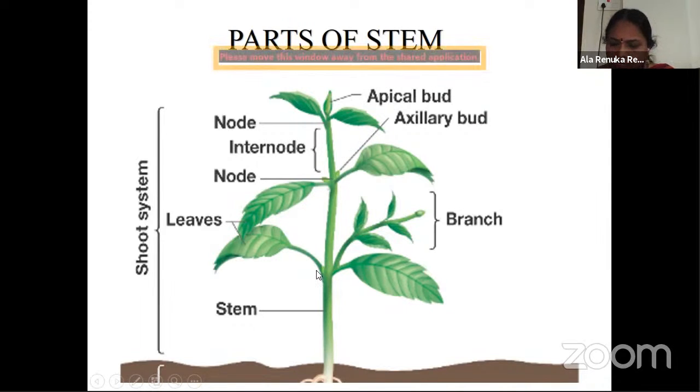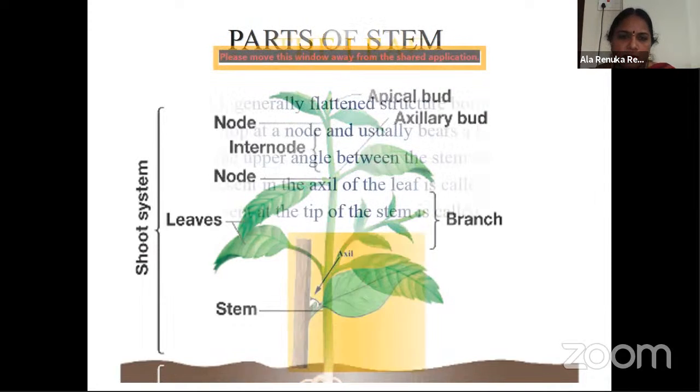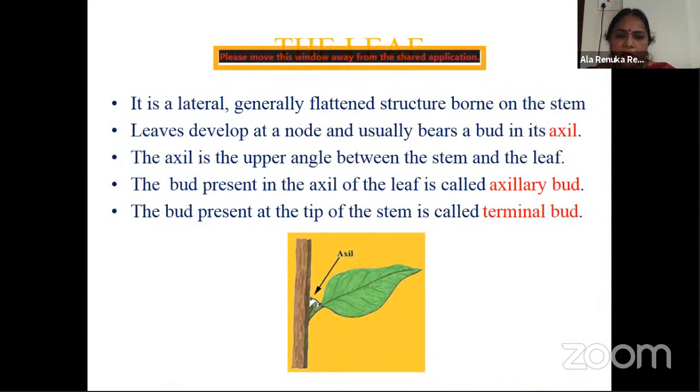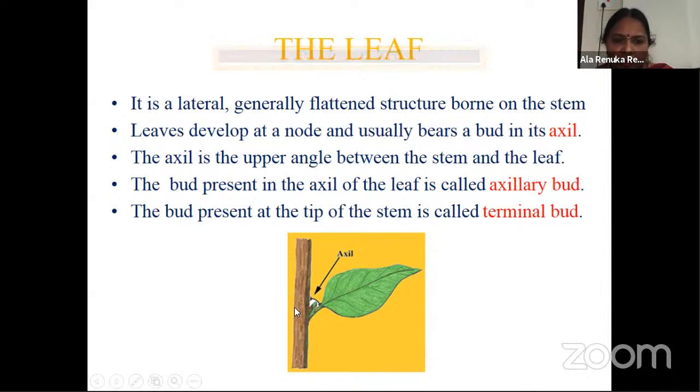Okay, this is the shoot system. Now it is the leaf. A leaf is generally a lateral, flattened structure borne on the stem. Leaves develop at the node and usually bear a bud in their axil. You can see, usually leaves bear a bud. This bud, if it develops into a flower, is called a floral bud. If it develops into a branch or a leaf, it is called a vegetative bud.